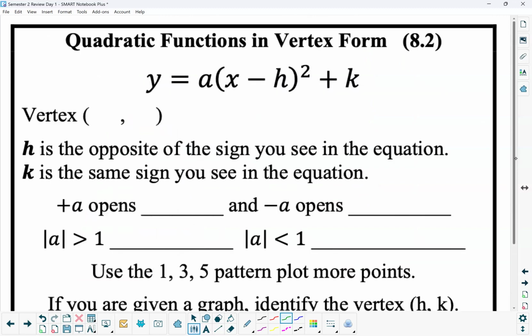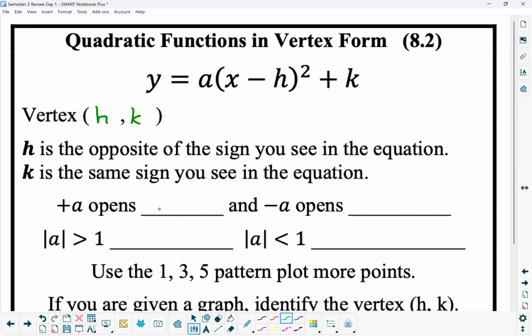We talked about a couple different forms for quadratic functions. We started with vertex form, y equals a times x minus h squared plus k. The vertex for that parabola would be h, k. For that vertex, we take the opposite sign that you see in the equation for our x coordinate, and k, we keep the same sign as it is in the equation.